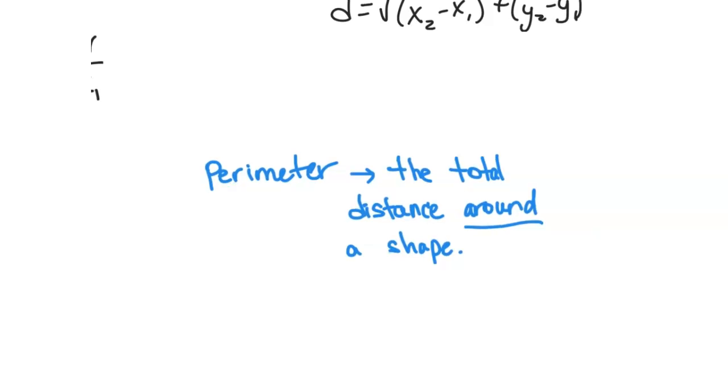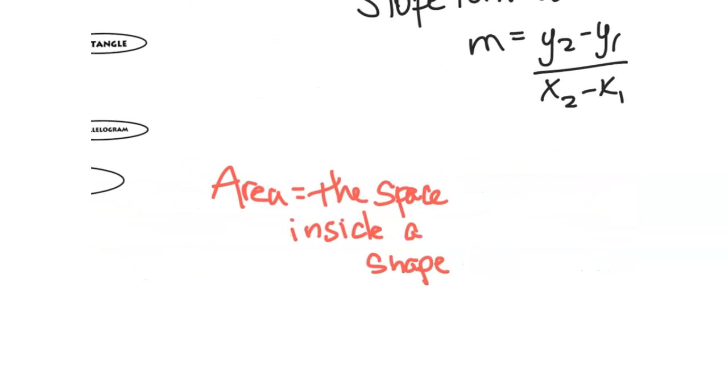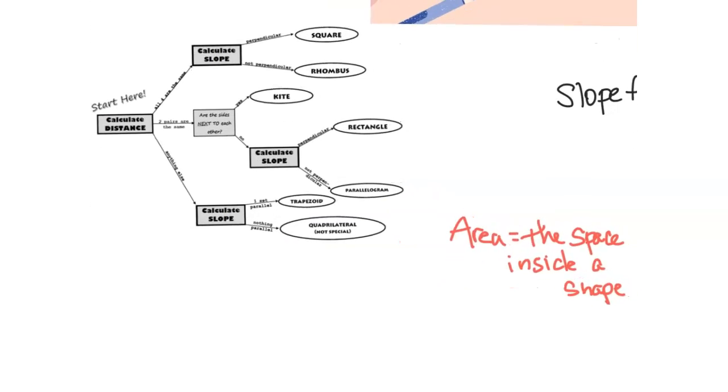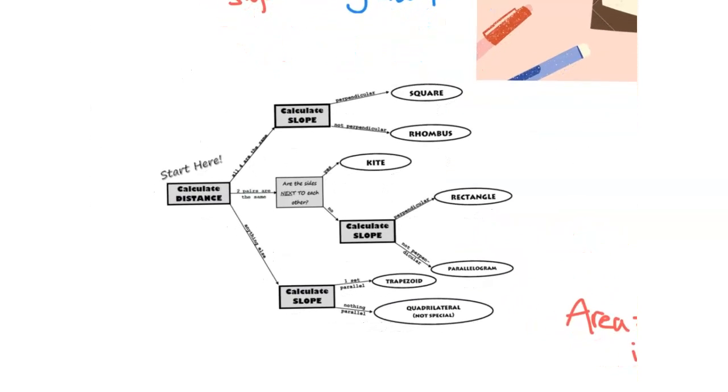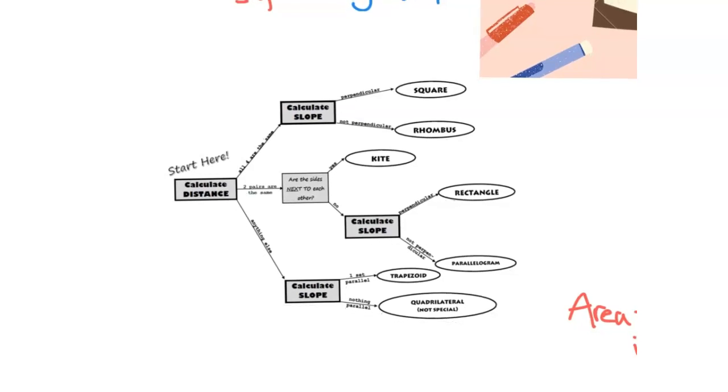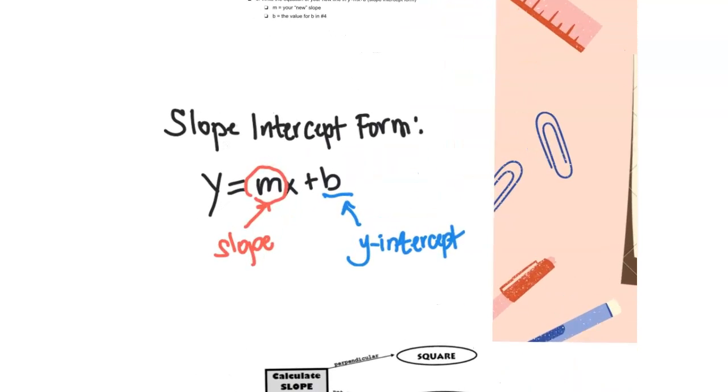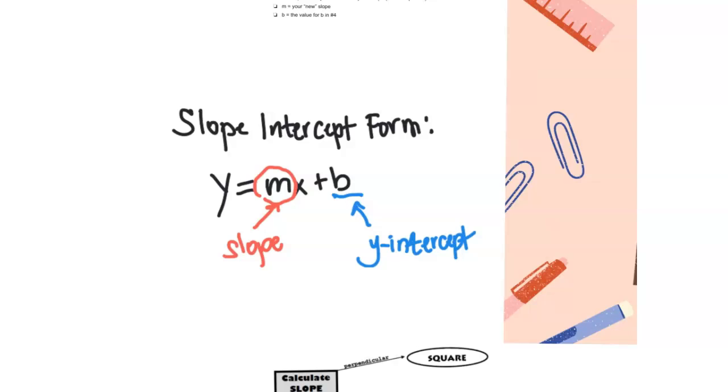perimeter and its definition. You can also write down the formula for finding the perimeter, area and its definition. Again, you can feel free to write down the formulas that we've learned for finding the area of your square and rectangle. We have our flow chart. And lastly, don't forget when we're writing equations of lines, we're writing them in slope-intercept form, which is y equals mx plus b.